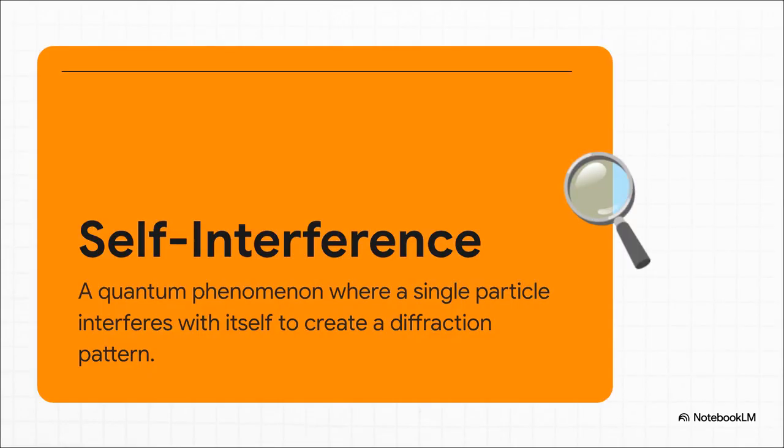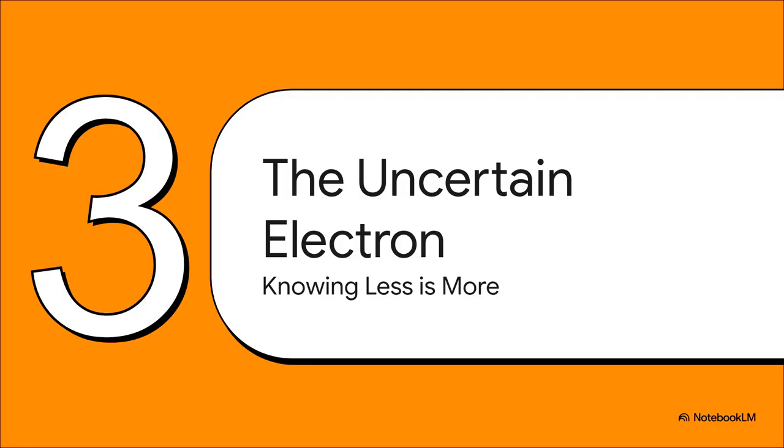And the answer is just peak quantum mechanics. It's called self-interference. See, the electron isn't just a tiny ball. It also behaves like a wave. This one lonely electron wave travels through the sample, it takes multiple paths at the same time, and then it literally interferes with itself on the other side. That's how the image is built, one single lonely electron at a time. It's just incredible.